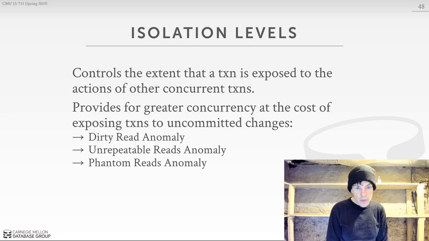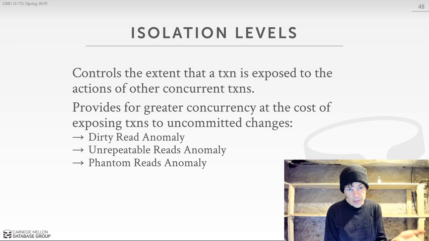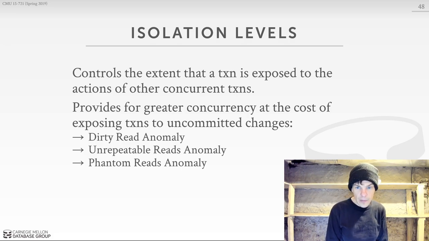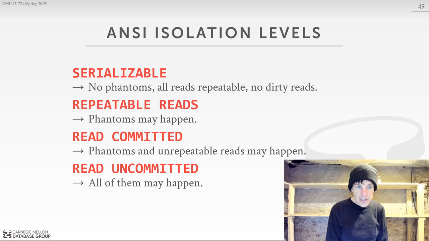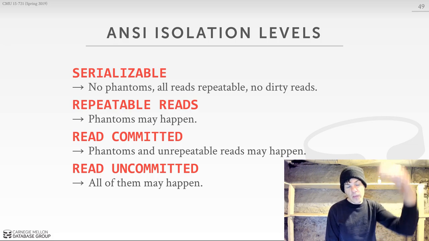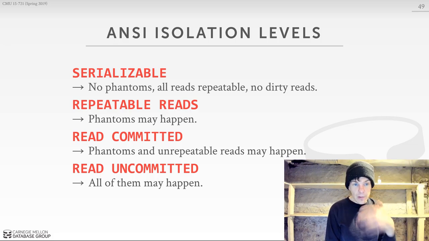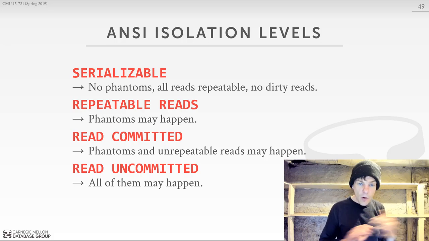So you have dirty reads, unrepeatable reads, and phantom reads. Now, these are what you get from the textbook definition of isolation levels. But we'll see there are different types of anomalies you can have. There are way more than this, but there are two we want to focus on beyond these. The ANSI standard defines four isolation levels: serializable, repeatable reads, read committed, and read uncommitted. The way to think about this is going from the top to the bottom. Serializable will guarantee that you have no phantoms, no unrepeatable reads, and no dirty reads.